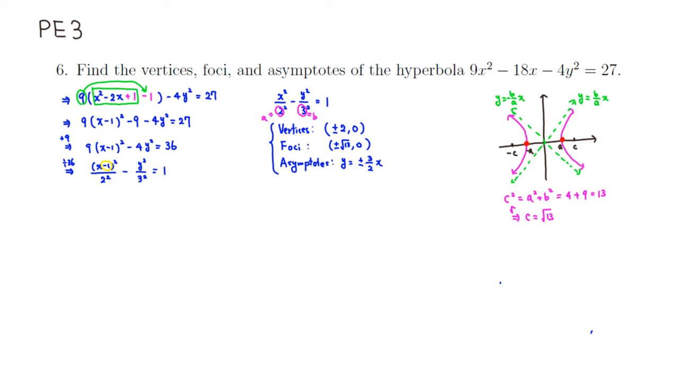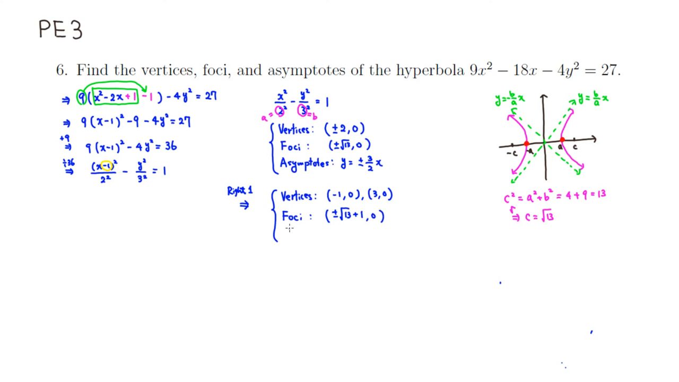Then we just have to shift. Here x minus 1 is going to shift it to the right 1 unit. So I'm going to shift the whole thing 1 unit. The vertices: if it's negative 2, shifted to the right it's going to be negative 1, comma 0. And the other one, if it was 2, is going to be 3, comma 0. The foci are going to be plus or minus square root of 13, plus 1, comma 0.